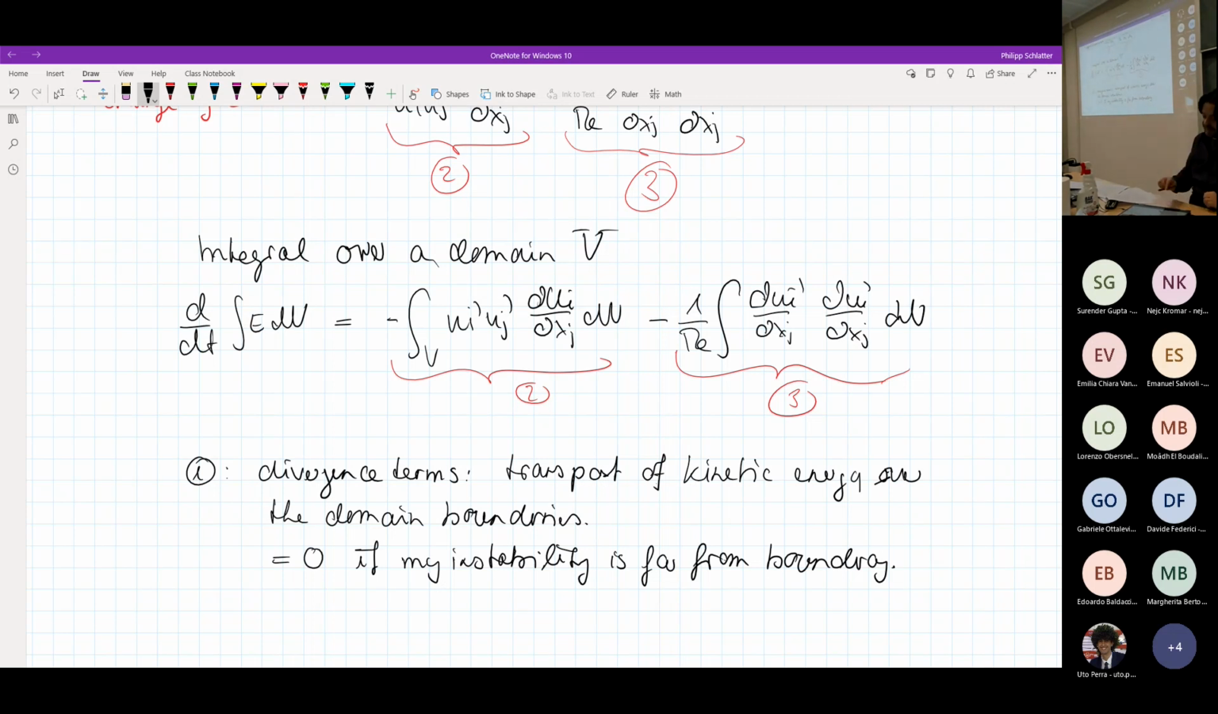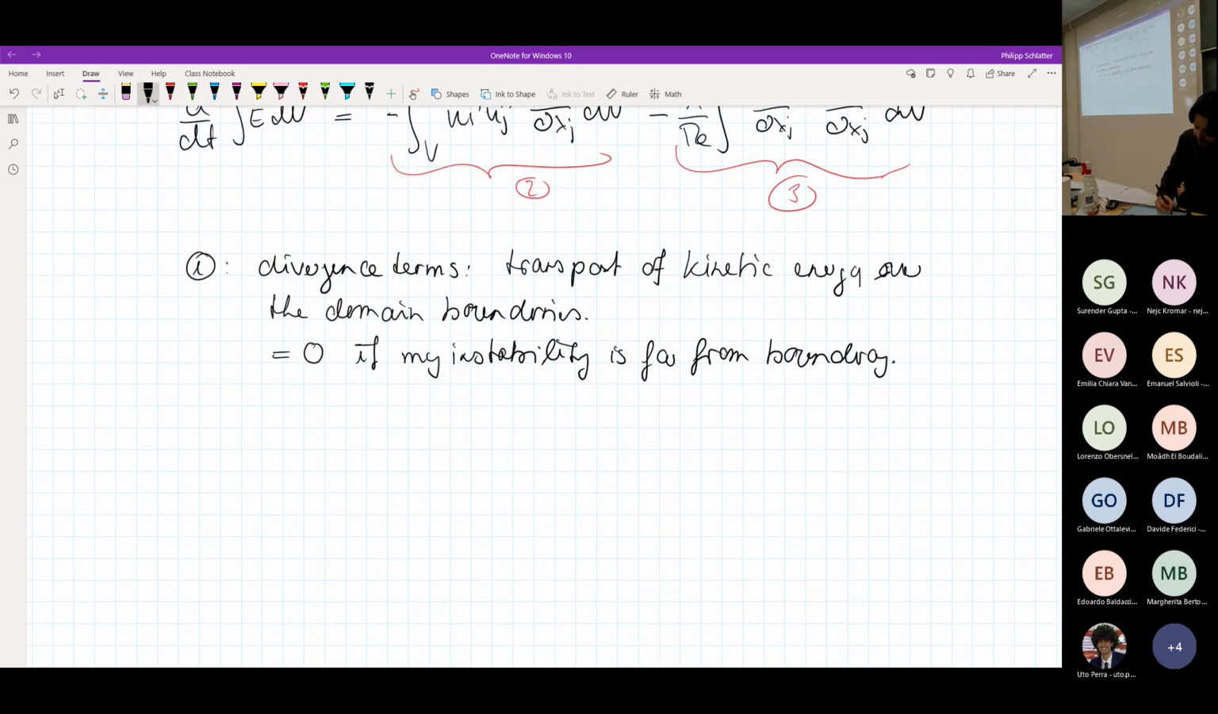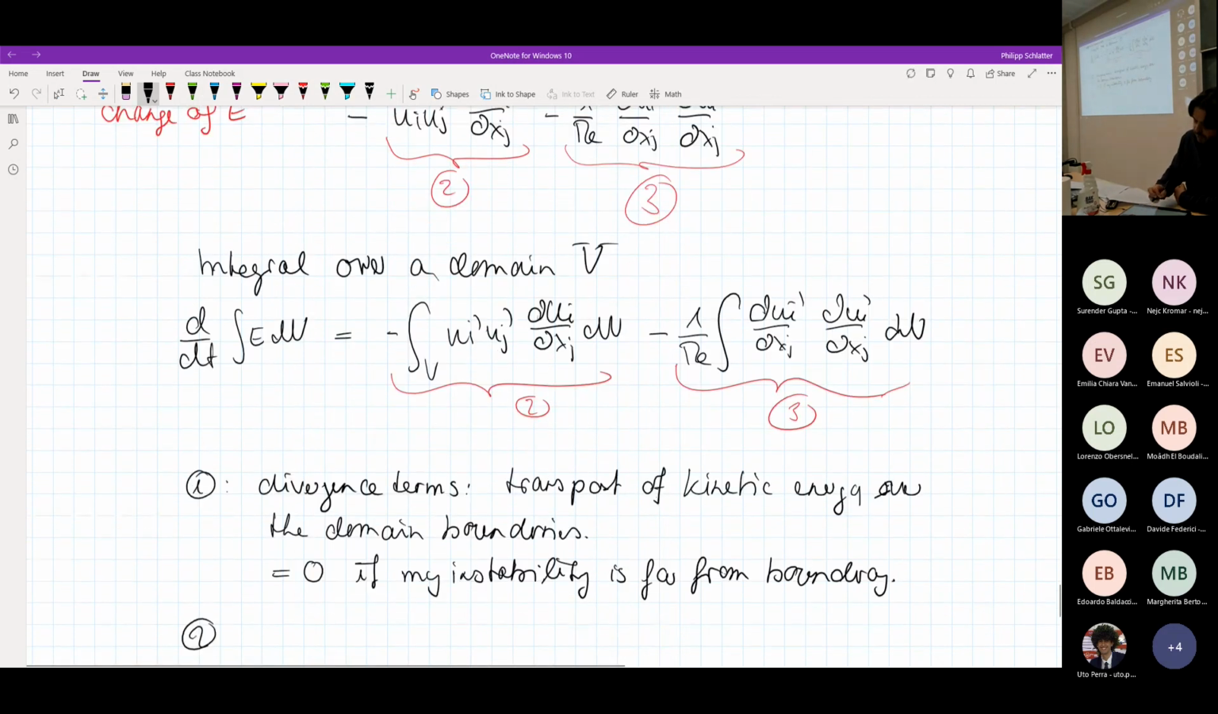Now the interesting thing here is that the term that I was most afraid of, the nonlinear term here, is just one of those transport terms, and it has disappeared. So the nonlinearity of my problem is suddenly not an issue anymore, because that is really just a divergence term. It's what we call a transport term. It doesn't generate or remove kinetic energy, it just transports it because of the divergence. Okay? So that is what happened to terms number 1.